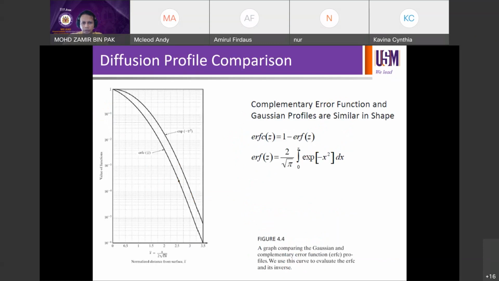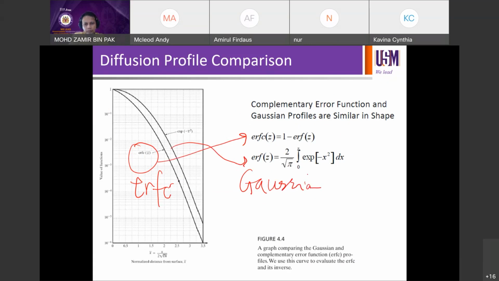So error function and Gaussian profile are similar, but they look slightly different. We're going to use this for the calculation later on. So this is the error function profile, ERFC, and this is the Gaussian profile. Okay, Gaussian profile.